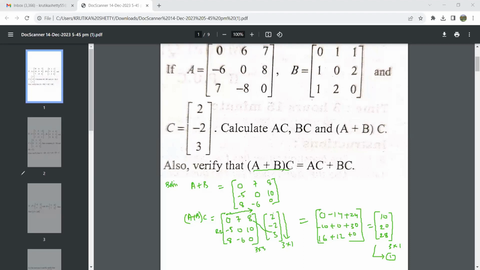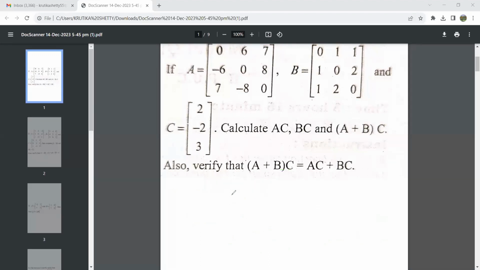So we have got the LHS as 10, 20, 28. Remember it, and then we need to discuss the RHS part now. This is the next step of the solution. In the RHS part, first we require the product of AC. So we will be multiplying A into C. The elements of A are 0, 6, 7, next minus 6, 0, 8, and then 7, minus 8, 0. We need to multiply it with C. The C elements are 2, minus 2, and 3.